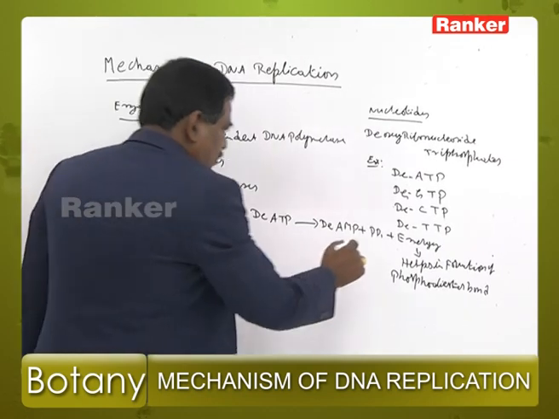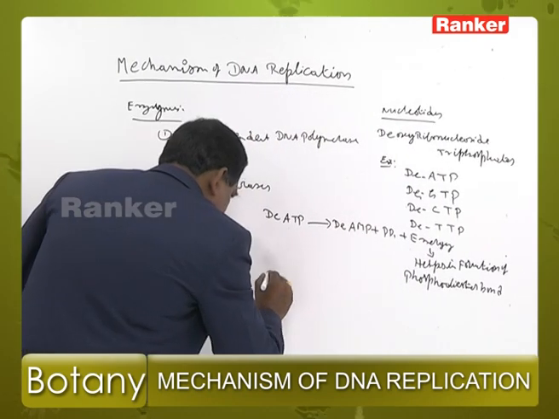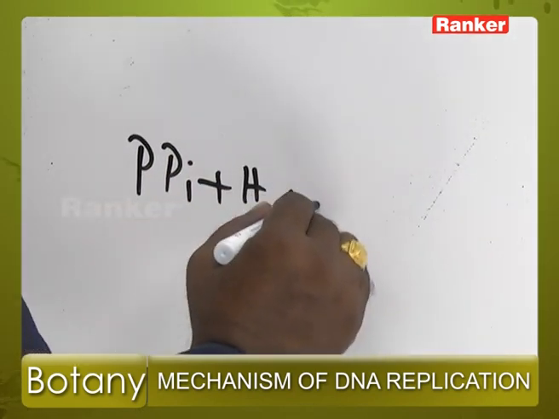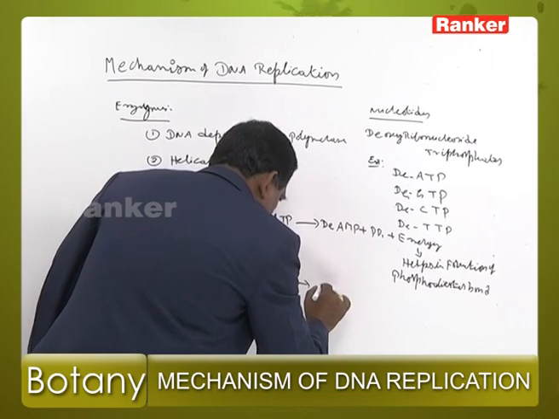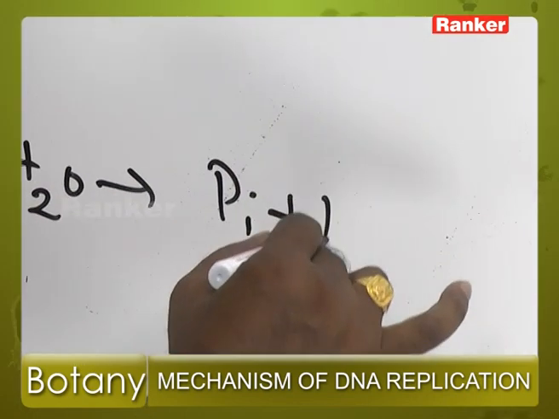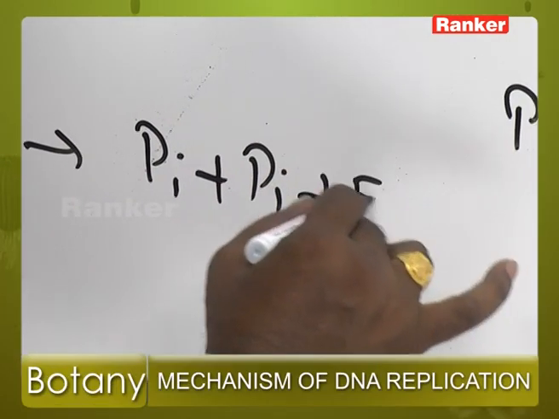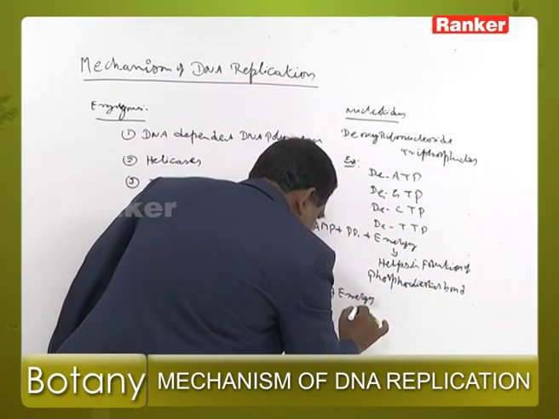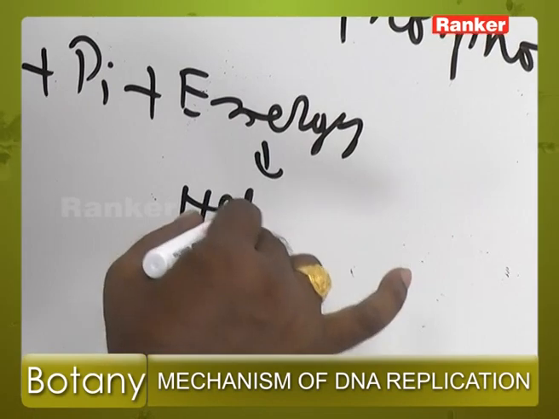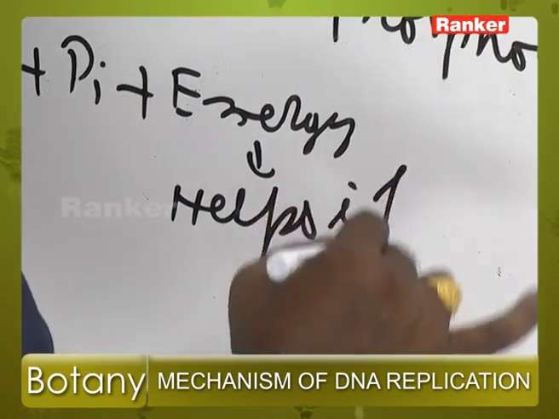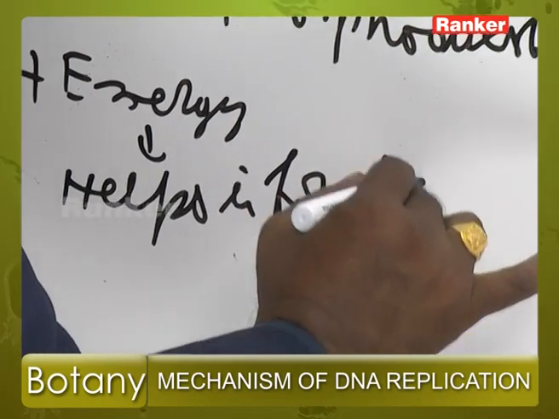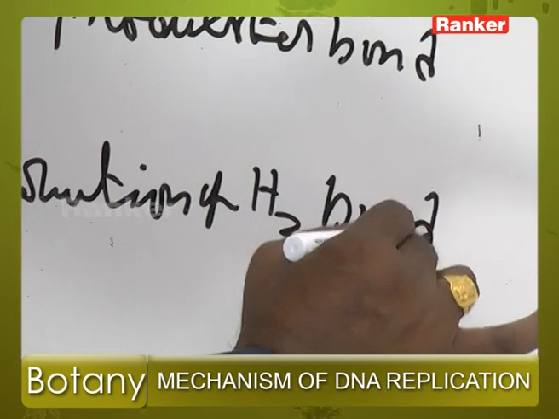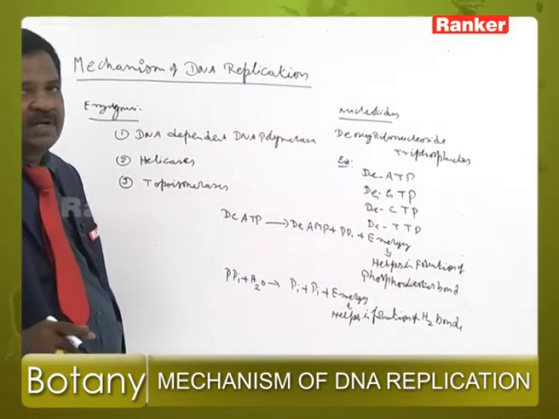Next, PPi is pyrophosphate. It hydrolyzes into two inorganic phosphates plus energy. This energy helps in the formation of hydrogen bonds.